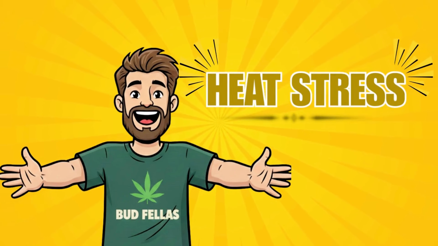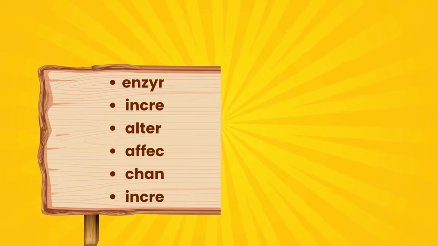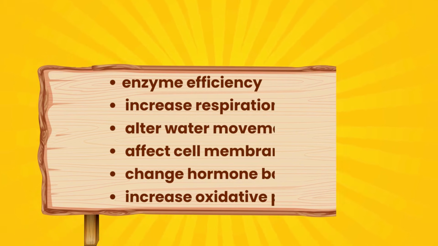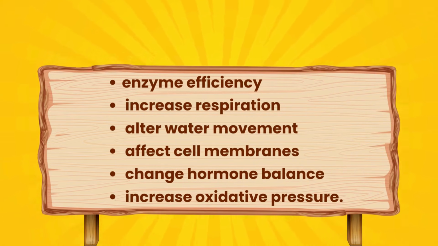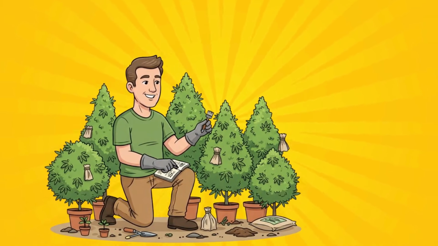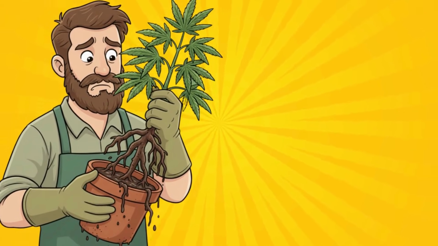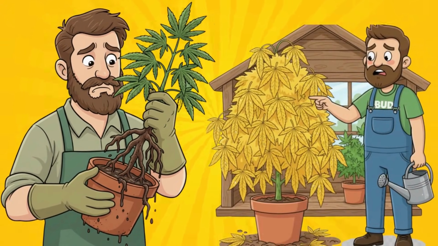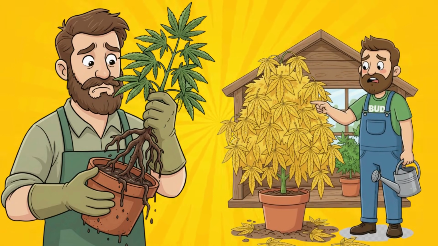In summary, heat stress develops when temperatures disrupt enzyme efficiency, increase respiration, alter water movement, affect cell membranes, change hormone balance, and increase oxidative pressure. These internal changes lead to the external responses we observe. When heat stress is understood as a biological process rather than a mistake, plant behavior becomes easier to interpret. Cannabis is not fragile, it is responsive.